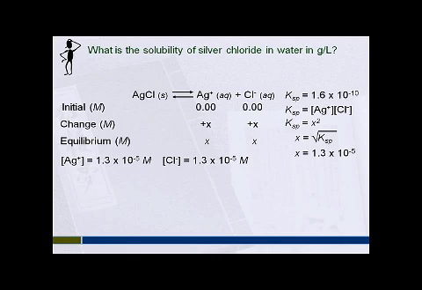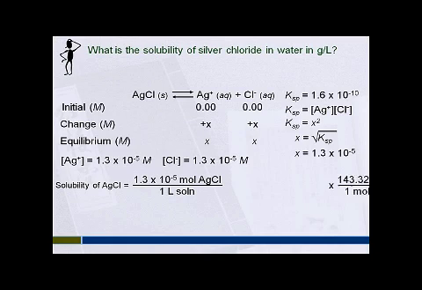So in a liter, we will have 1.3 times 10 to the minus 5 moles of silver chloride that actually dissolved. And so then we multiply that by the molar mass, cancel the units, and we get 1.9 times 10 to the minus 3 grams per liter. And so you would report the solubility of silver chloride as 1.9 times 10 to the minus 3 grams per liter.